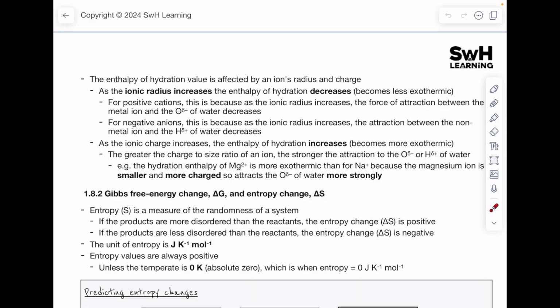Just a few extra things to point out. The enthalpy of hydration value is affected by the ion's radius and charge. This means that as the ion's radius increases, the enthalpy of hydration decreases. It becomes less exothermic. For positive ions, so positive cations, this is because as the ionic radius increases, the force of attraction between the metal ion and the delta negative oxygen of water decreases. For negative ions, negative anions, this is because as the ionic radius increases, the attraction between the non-metal ion and the delta positive hydrogen of water decreases.